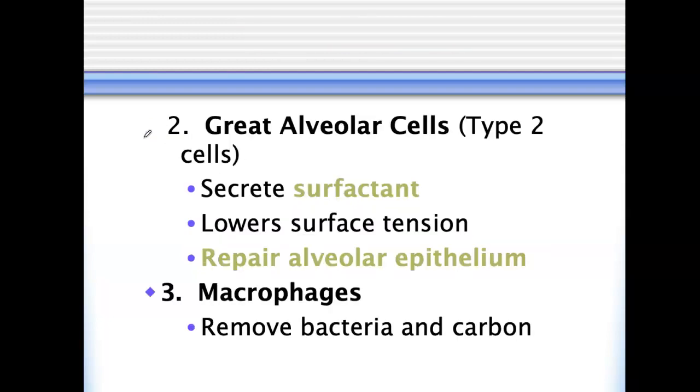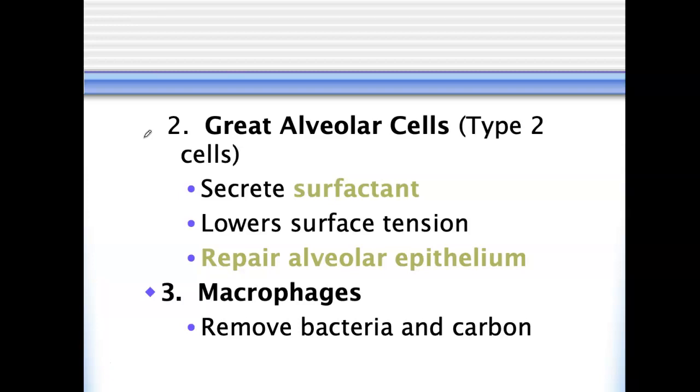The second type of cell is not as frequent. It's type 2 cells, and these cells are very important because their job is to secrete something called a surfactant. A surfactant is kind of like a soap-like structure, and what that chemical is going to do is lower the surface tension. What's that mean? Imagine this little microscopic balloon, or grape, that's very moist inside, and it has no muscle in those walls. So it could very easily collapse on itself and stick.